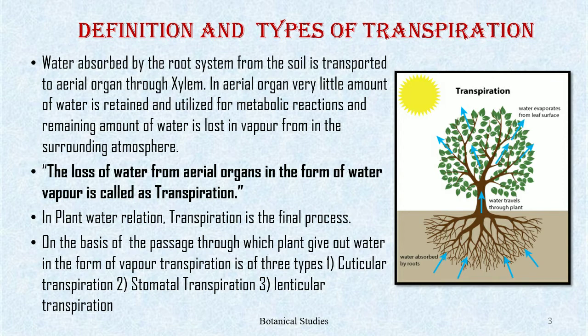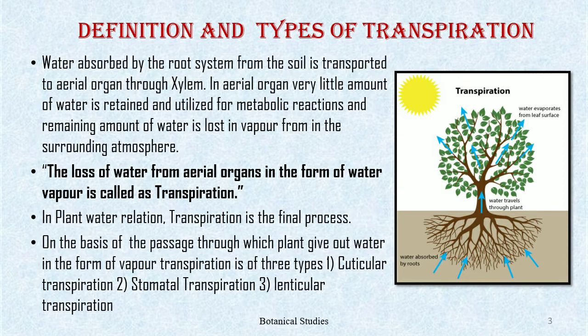Water absorbed by the root system from the soil is transported to aerial organs through xylem. In aerial organs, very little water is retained and utilized for metabolic reactions, and the remaining water is lost in vapor form in the surrounding atmosphere. The loss of water from aerial organs in the form of water vapor is called transpiration.